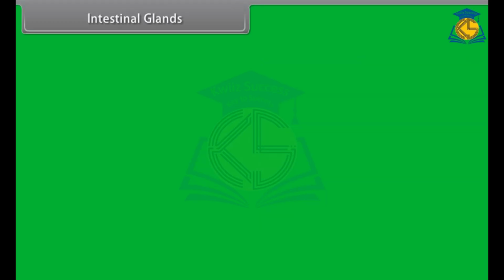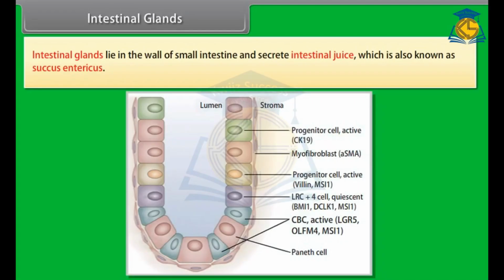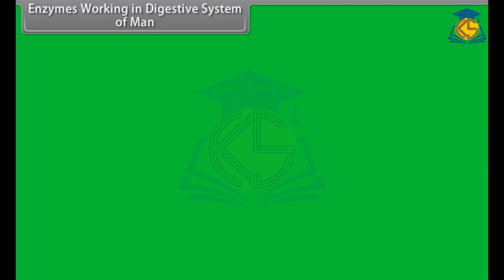Intestinal glands. Intestinal glands lie in the wall of the small intestine and secrete intestinal juice, which is also known as succus entericus. Enzymes working in the digestive system of man.